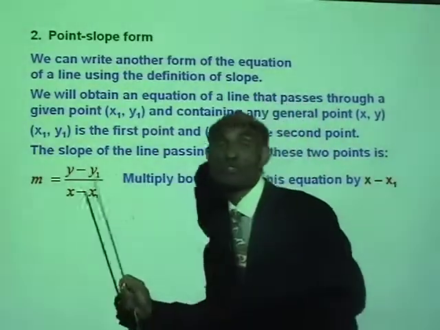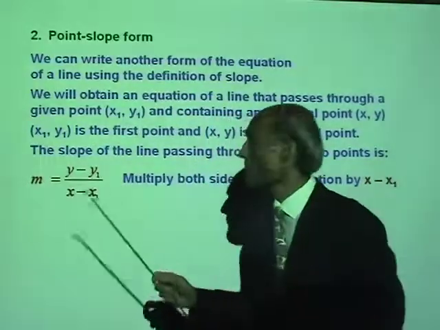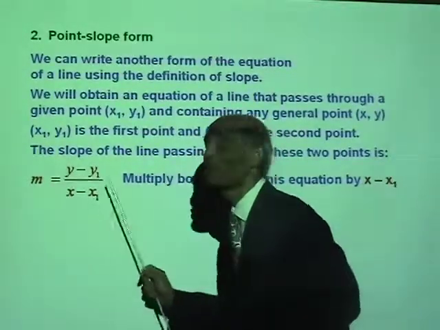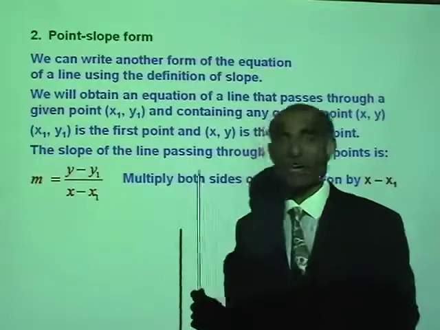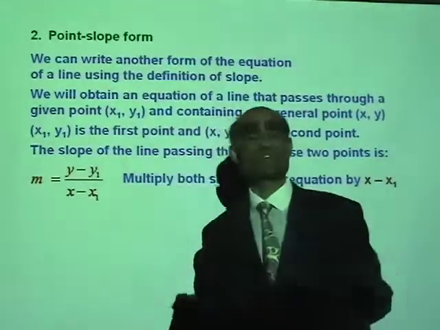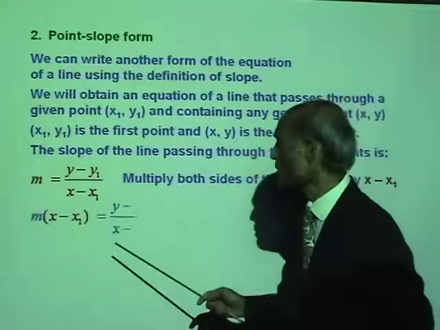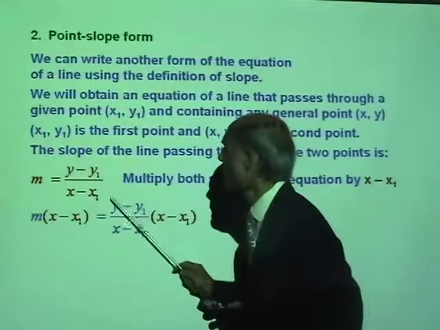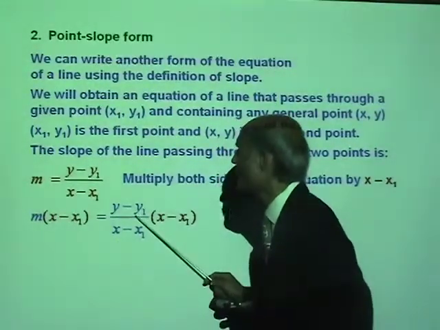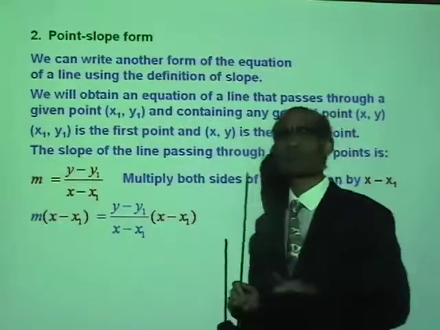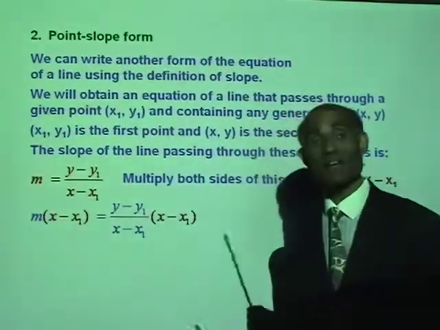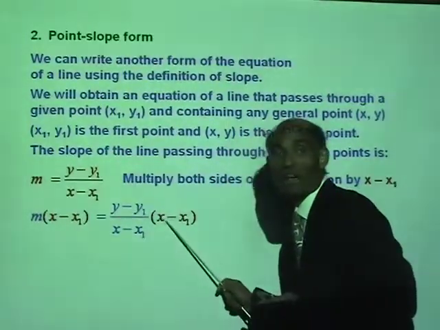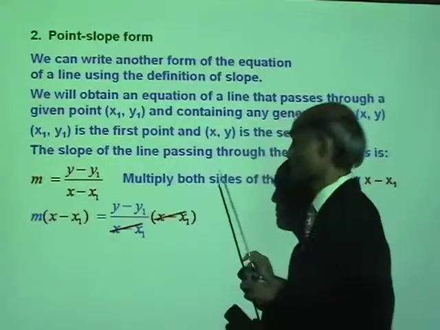Okay, now I want you to do a little algebraic manipulation here. Multiply both sides of the equation by x minus x1, that is the denominator. I want to eliminate the denominator, to get rid of the denominator. So look at the way I write it. m times (x minus x1) equal to (y minus y1) over (x minus x1) multiplied by (x minus x1). You know why I did that? To eliminate the denominator. Now x minus x1 and x minus x1 will cancel.